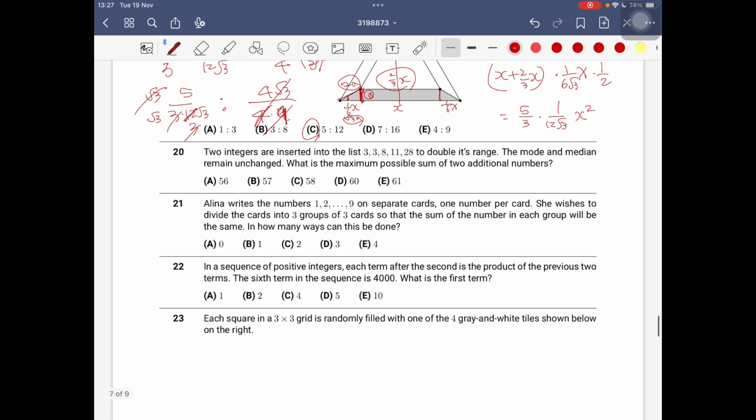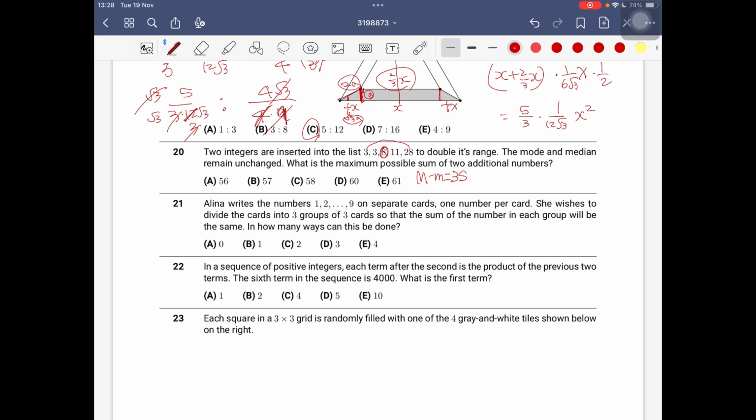Two integers are inserted into the list, which doubles its range. Now the range is 35. Range is maximum minus minimum, so 35. Mode and median remain unchanged. So we have now the median is 8, the mode is 3. So we don't change further.